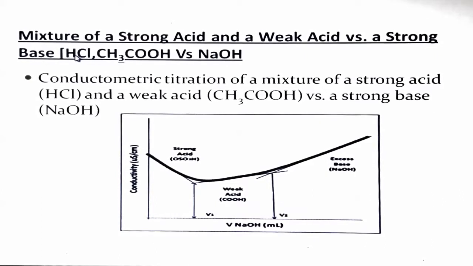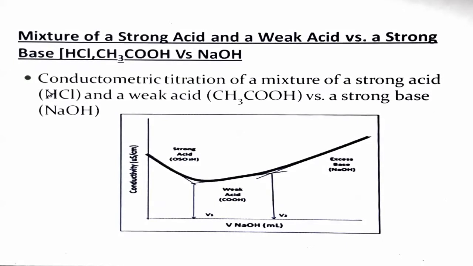So now we discuss a mixture of strong acid and weak acid versus strong base. In this titration we are taking strong acid HCl, weak acid acetic acid, and strong base NaOH. In this titration also we have taken the volume of titrant, that is NaOH, and here conductivity. In the starting, conductivity is maximum when we have not added NaOH. This conductivity is due to the presence of HCl, due to the mobility of H plus ions. As we start adding NaOH, the conductivity decreases due to neutralization of HCl.